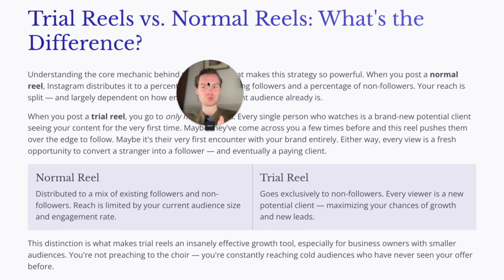Trial reels versus normal reels, what's the difference? So a normal reel is basically distributed to a mix of existing followers and non-followers, so reach is limited by your current audience size and engagement rate. But with trial reels, it goes exclusively to non-followers, so you're going to people that are new. Every viewer is a potential new client, so new money coming in, and it's going to maximize your chance of growth with new leads. Okay, so it is different, because your normal videos that you post, they're going to go to a percentage of non-followers, but a percentage of your following. But trial reels literally just go to non-followers, so it's very, very handy, and that's why you should be utilizing it.